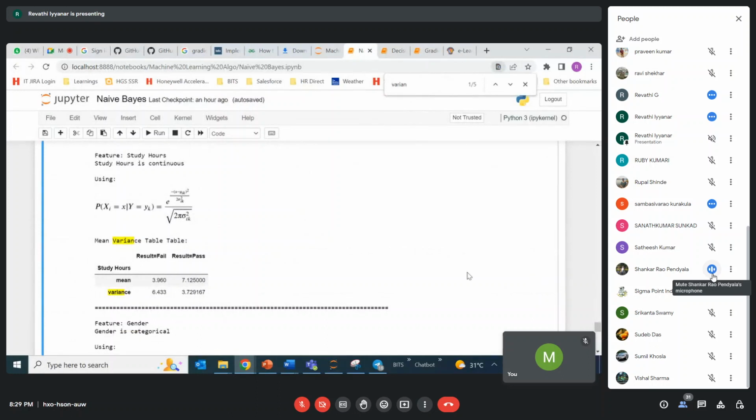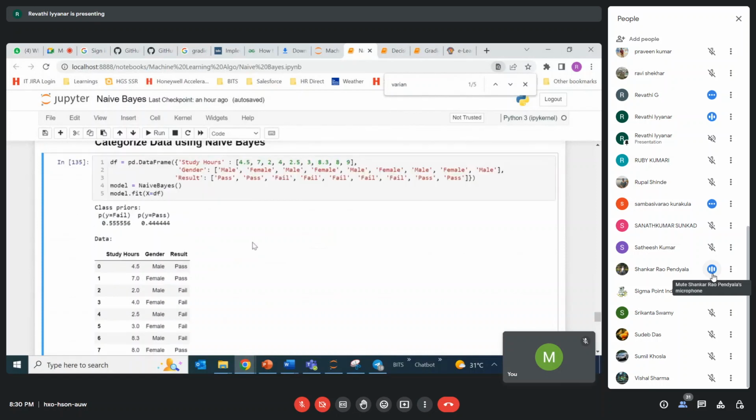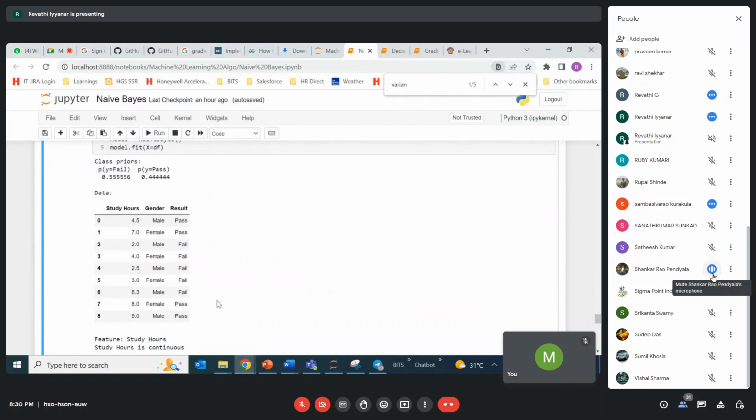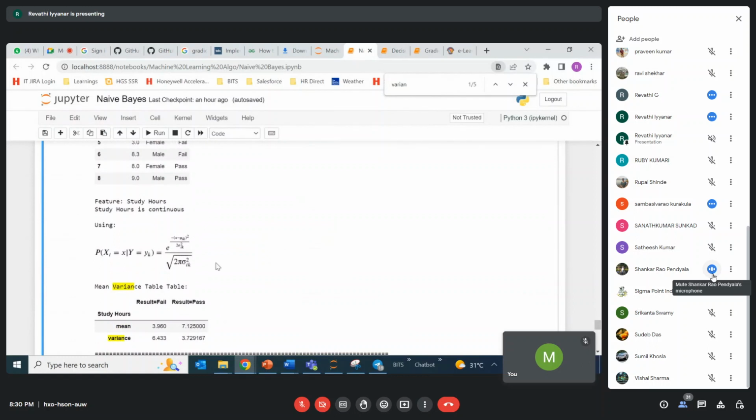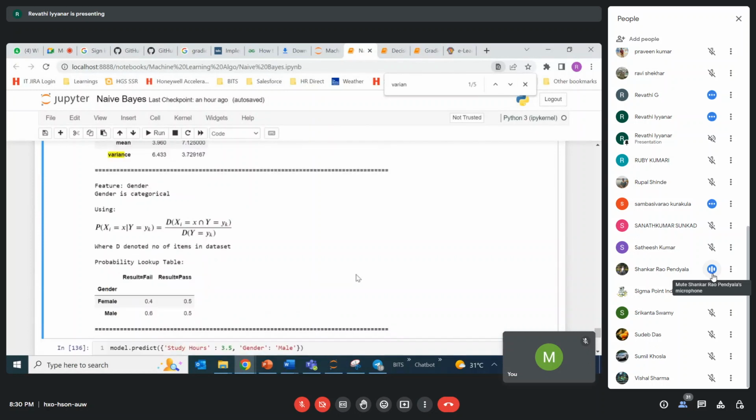For categorical variables, Revathy, the class conditional frequency, right? Study hours is continuous, so we need to apply some PDF based on its distribution, in this case Gaussian distribution. But in case of gender, the class conditional frequency you will get from the table only. Okay, yeah, this one.